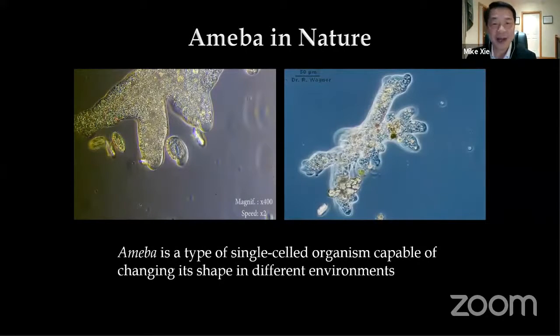Anyway, Amoeba is actually a type of single-celled organism capable of changing its shape according to its different environments. It's unfortunate the movie is not showing. Amoeba is actually changing shape when it has different surroundings.